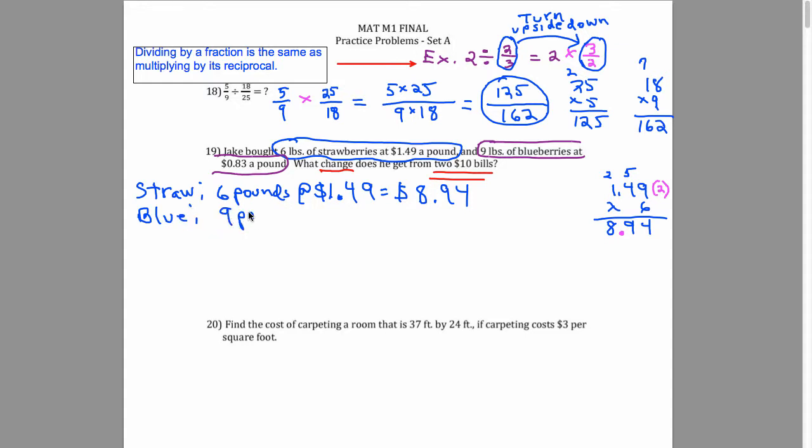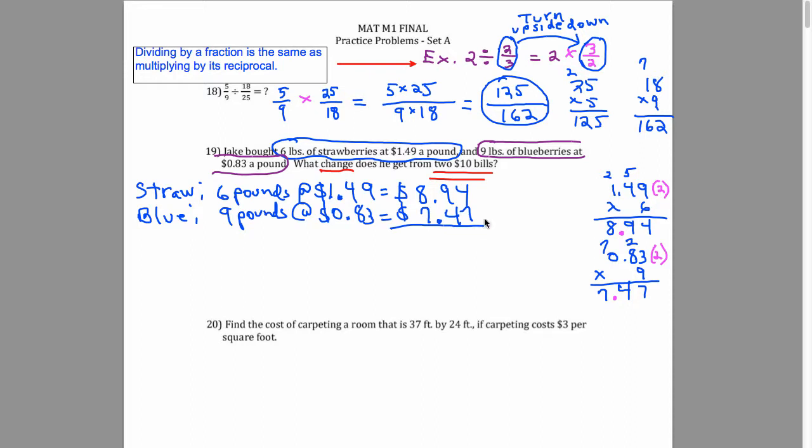Let's do the same for the blueberries. 9 pounds at 83 cents per pound. That total cost will be found by, once again, multiplying the numbers together. 0.83 is the cost, 83 cents. 2 decimal positions times 9 for 9 pounds. 9 times 3 is 27, carry 2. 9 times 8 is 72, and 2, 74, carry 7. 9 times 0 is 0, plus 7 is 7. And we have 2 decimal positions. So this turns out to be $7.47.